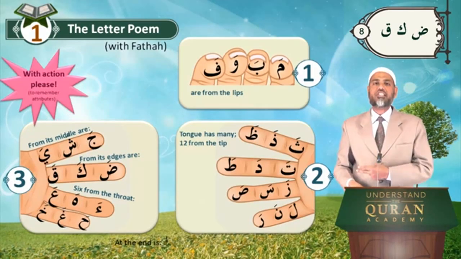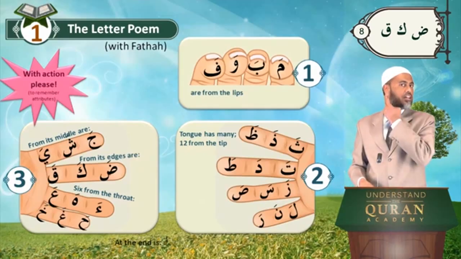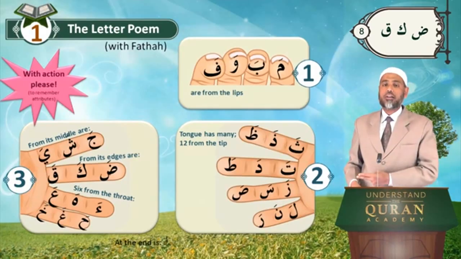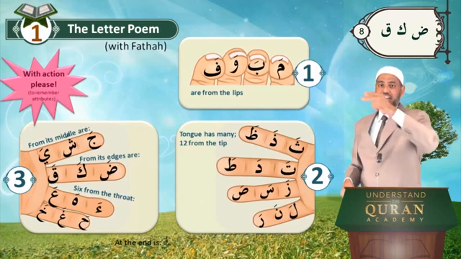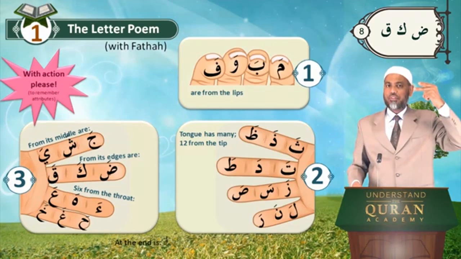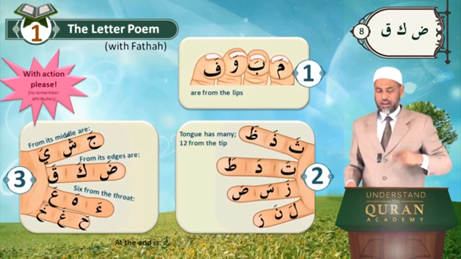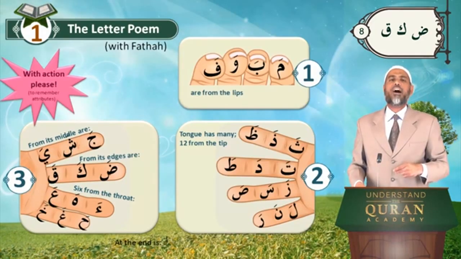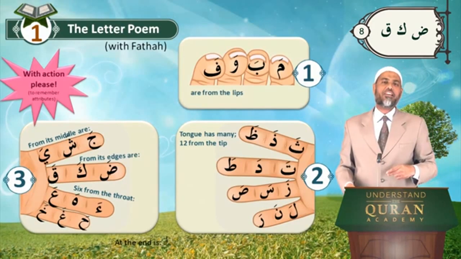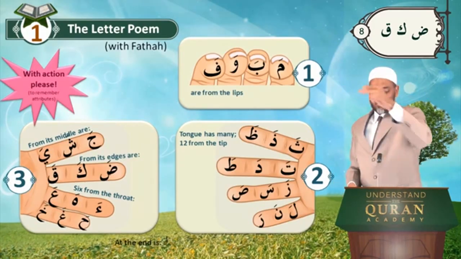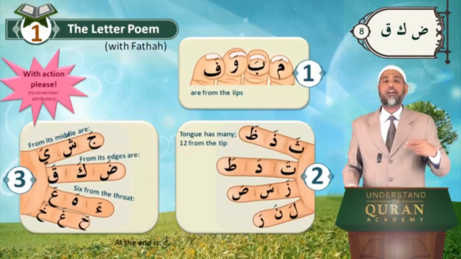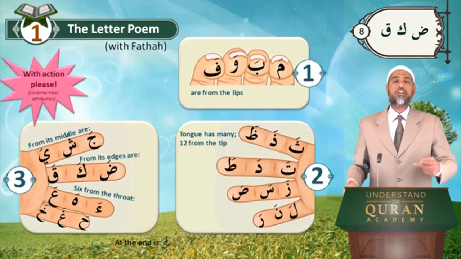From its edges are, this edge and the other edge, da. Sorry, da. Da is very thick and high. Da, ka, qaf. And these are the three letters that we will be learning today. Da, ka, qa. Qa is very high, and we'll learn this.